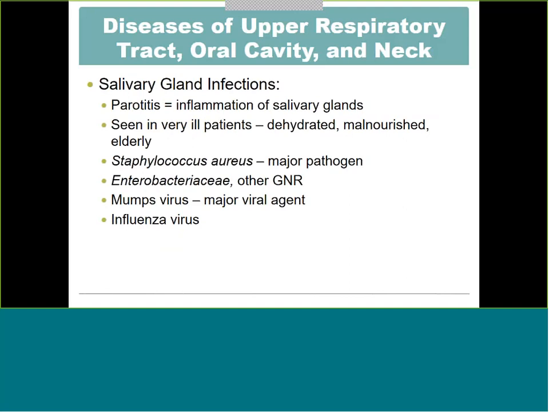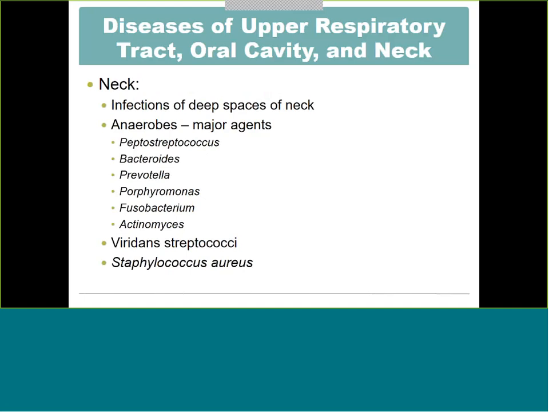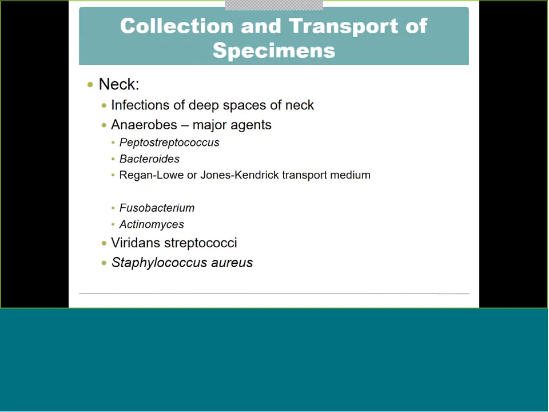Salivary gland infections, basically parotitis, inflammation of the salivary glands. The primary responsibility here is from mumps. So that's the main viral agent that causes that. Otherwise, Staph aureus is probably your major bacterial organism. Neck, again, these are going to be anaerobes that are most common to cause infections within the neck.